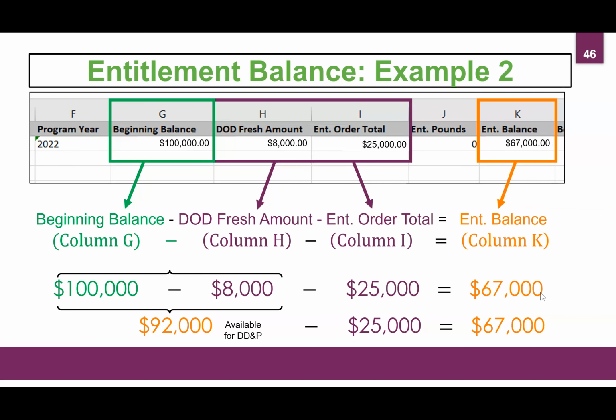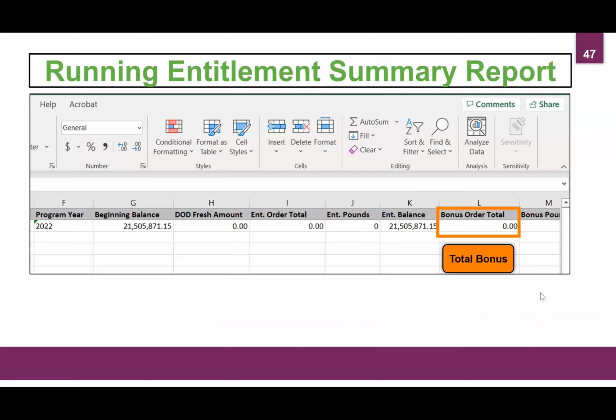Okay, so here, this is going to show you some bonus order totals. So if you do have anything there, it will show you the total. That will be column L for that one.